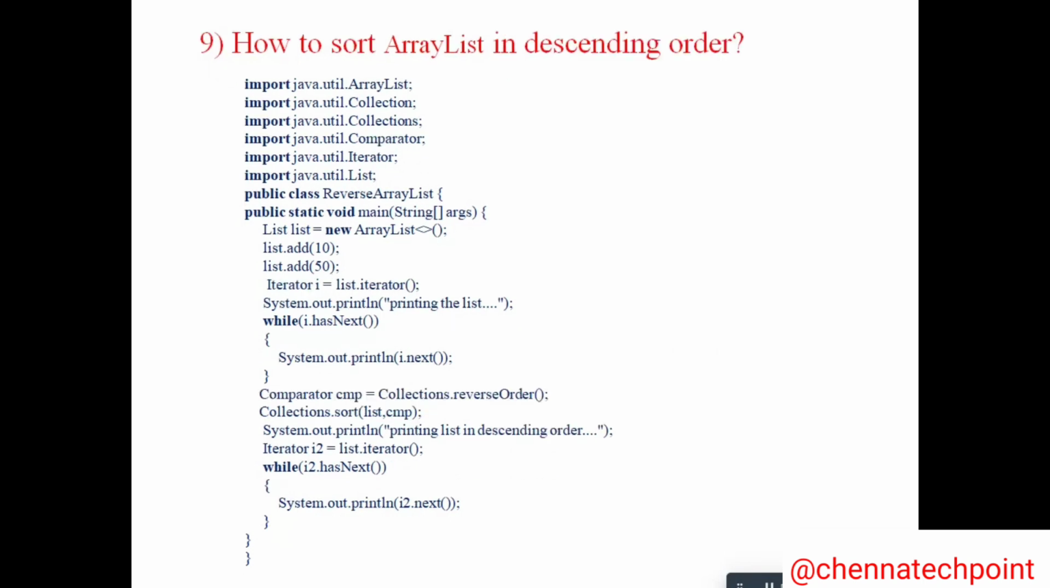Next one, how to sort the ArrayList in descending order. Here we are creating one ArrayList object. We are inserting the elements into the list. We are using Collections.sort to sort all the elements in ascending order. Finally, in that ascending order, we are adding reverseOrder. We are creating an object for the Comparator, Collections.reverseOrder. It will collect all the elements in the reverse order. Finally, with the help of Collections.sort, we are providing all the list elements, comma, Comparator object.